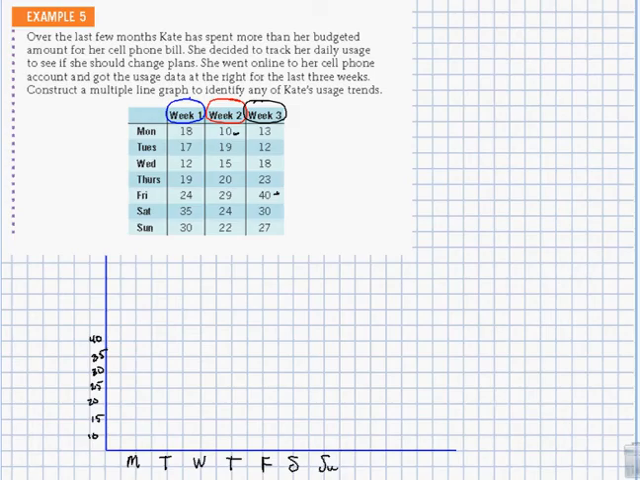Week 1. On Monday, I spent 18. On Tuesday, 17. On Wednesday, 12. On Thursday, 19. Friday, 24. Saturday, 35. And Sunday, 30. So that's week 1. Use a ruler so it looks prettier.